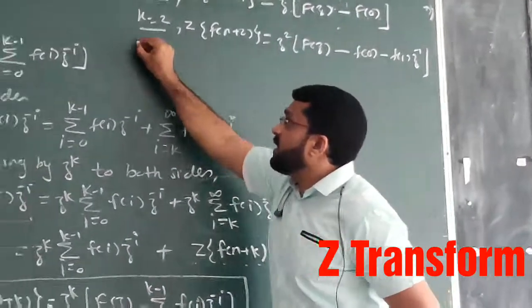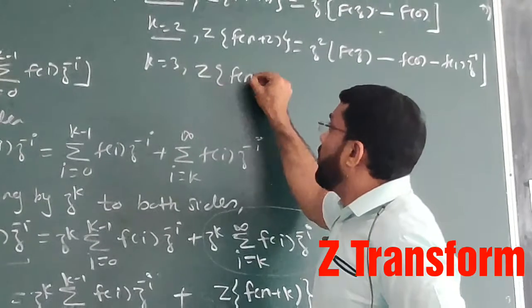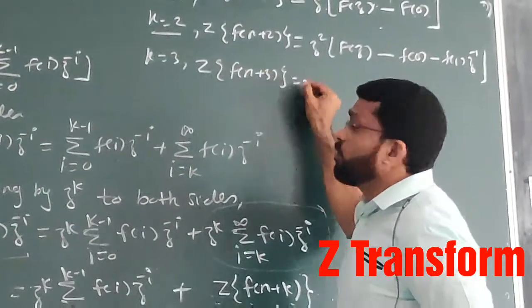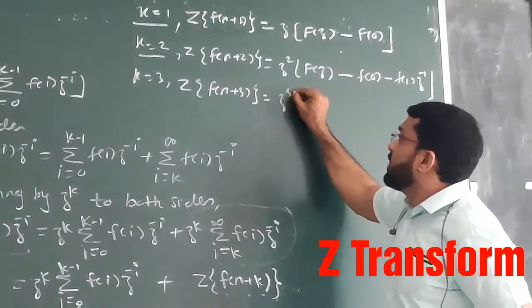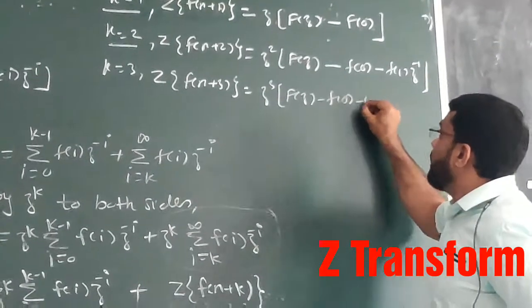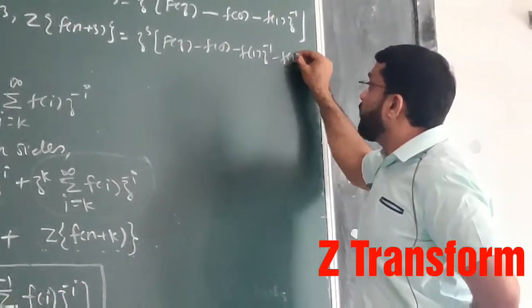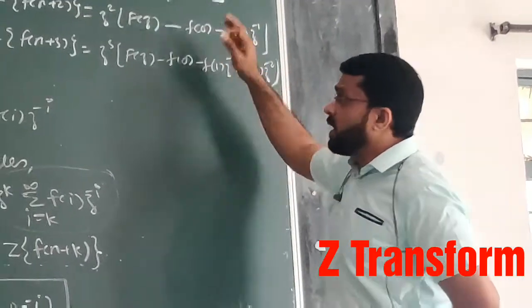ठीक है. सिमिलरली अगर मैं k equals to 3 पुट अप करता हूं तो मुझे मिलेगा z ट्रांसफॉर्मेशन ऑफ f of n plus 3 is equals to क्या हो जाएगा देखो z cube f of z minus f of 0 minus f of 1 z to the power minus 1 minus f of 2 z to the power minus 2. Likewise it goes on.